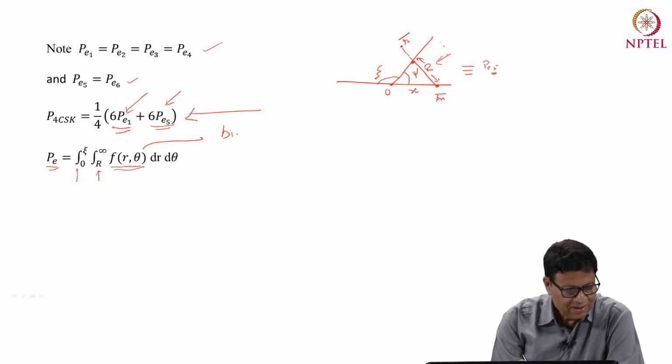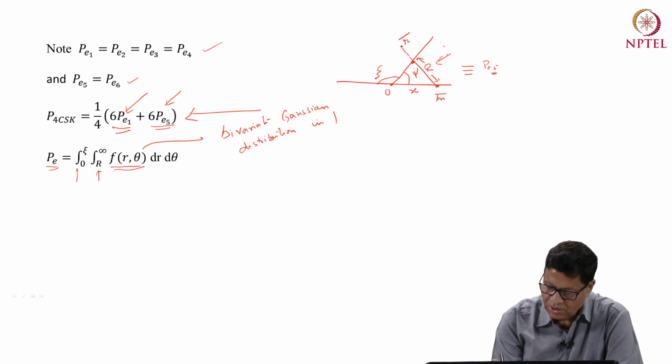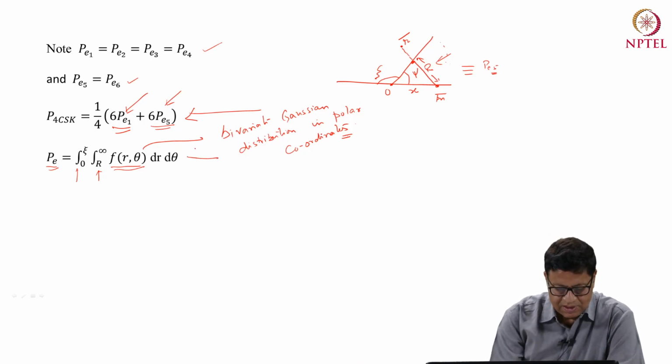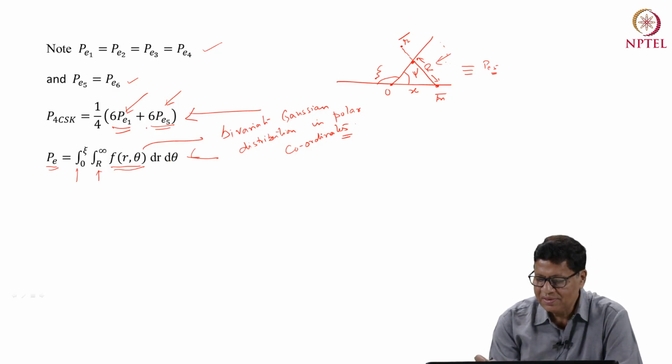So bivariate Gaussian distribution in polar coordinates. So this is given by this equation, the probability of error. And when I calculate for PE1, PE2, the values of psi and xi, they'll be different. So we'll put those different values in order to calculate P1 and P5.